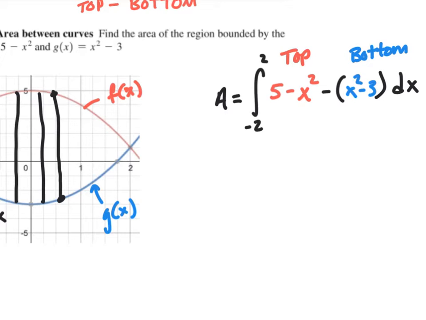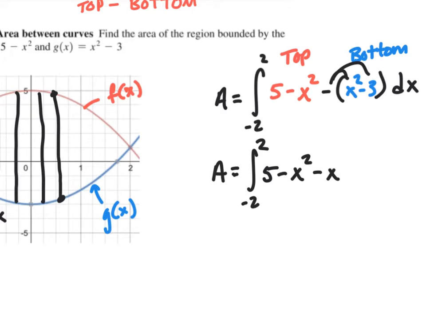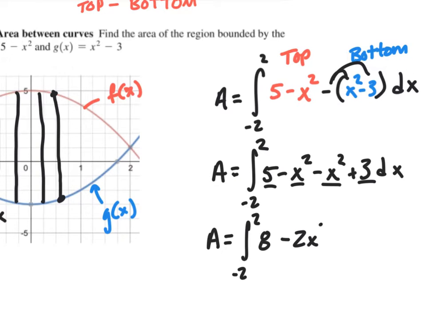Then we want to clean this up. We want to manipulate this so that we don't have so many parts, and combine like terms. So our area is going to be the integral from -2 to 2. I'm going to distribute my negative here, and so I get 5 minus x squared minus x squared plus 3 dx. Then I simplify and get area equals the integral from -2 to 2 of 5 plus 3, which gives me 8, minus 2x squared dx.